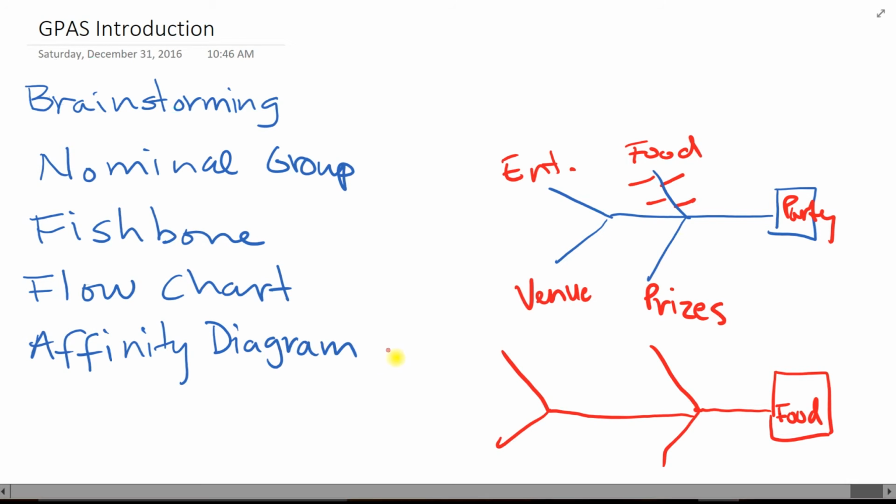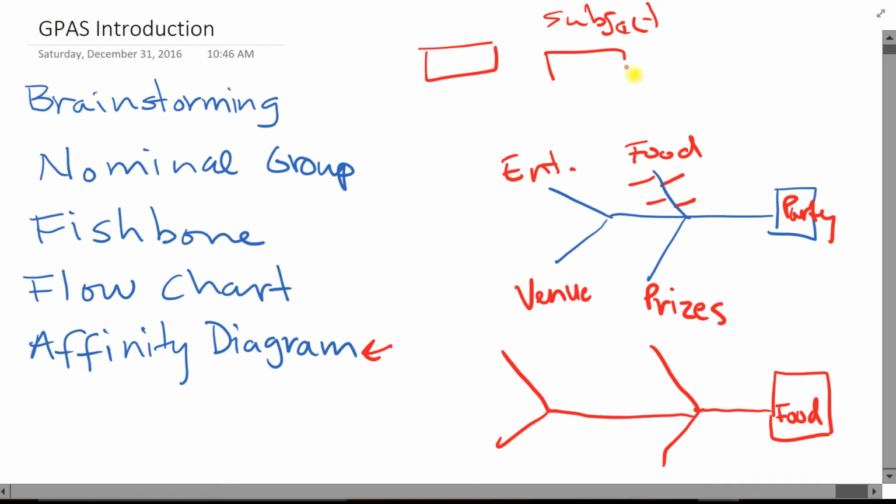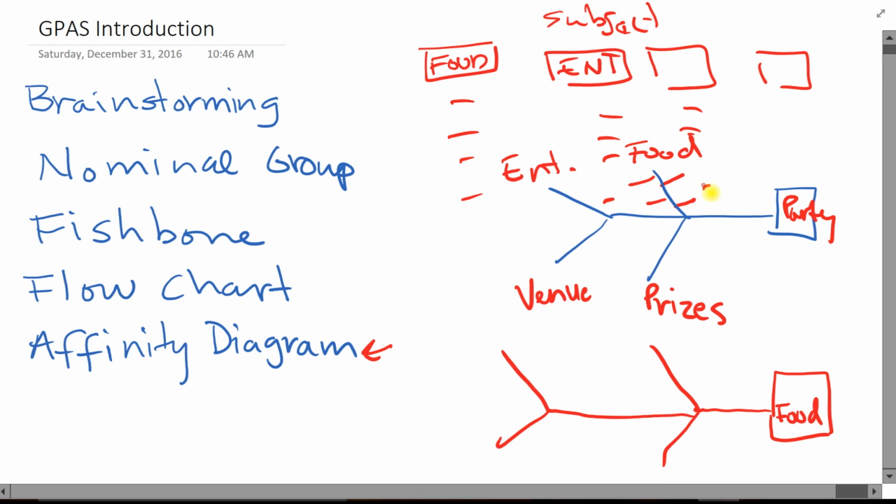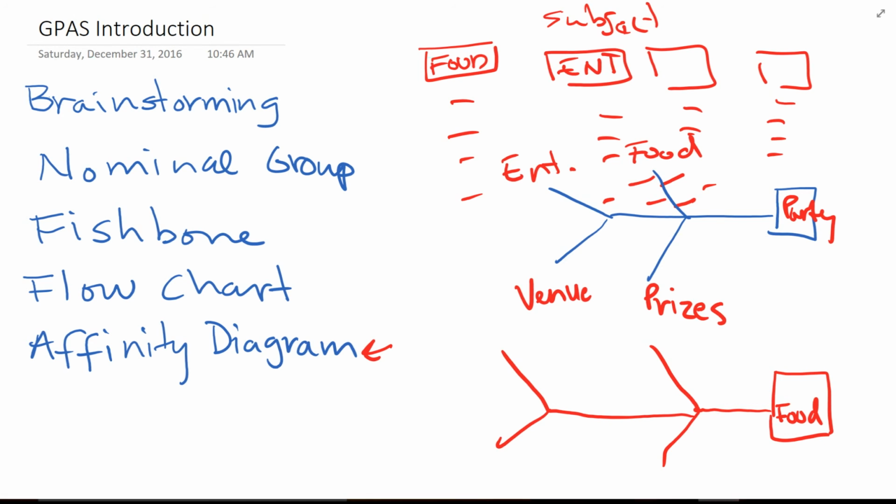So the alternative to that is the affinity diagram. And that's nothing more than a spreadsheet. So you'll have your subject at the top, and then we'll have our main categories underneath it. So it could be food, entertainment, and so on. And then the ideas are listed below that. I like that better because it's cleaner. Visually, it's cleaner, and it's easy to organize. So, you'll find the tool that works for you.